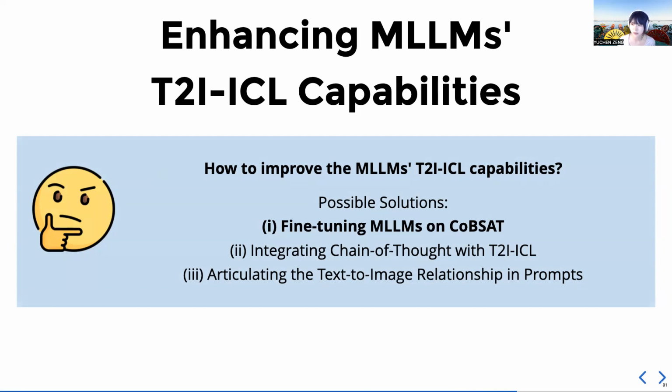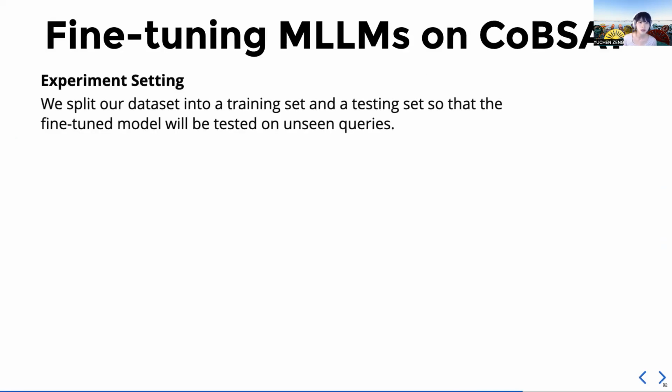There is a well-known paper for large language models called Meta-ICL. In the Meta-ICL paper, they found that if we train a large language model on some in-context learning datasets, then its general in-context learning capability will be improved. So we want to verify whether this approach can also be adapted to the multimodal context.